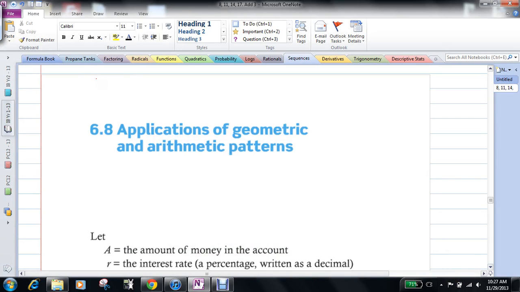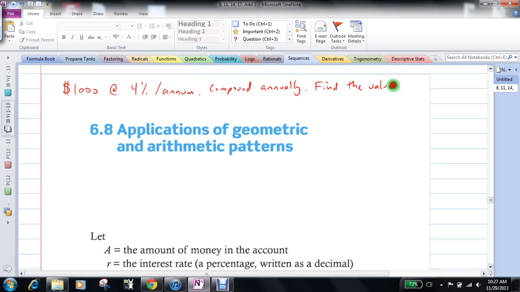All right, we're looking at applications of geometric and arithmetic patterns. Let's assume we have $1,000 in our bank account at 4% interest per annum. Remember, per annum means you will be earning 4% per year. Now we're going to compound this money annually, so you're going to get paid interest once a year. Find the value of this account after 1, 2, and 3 years.